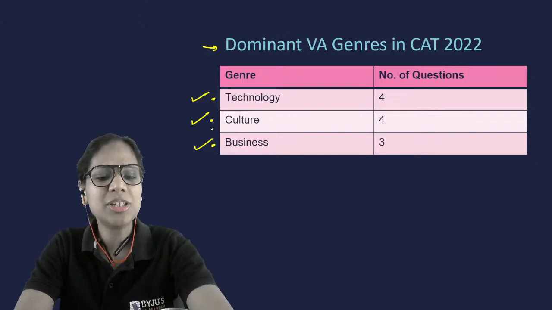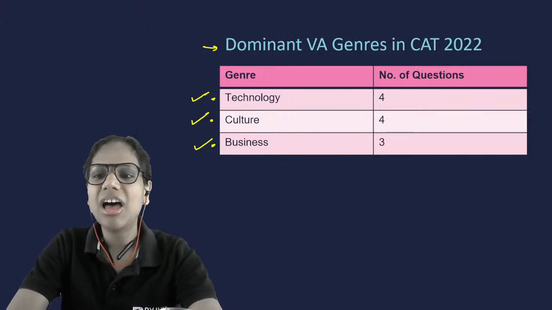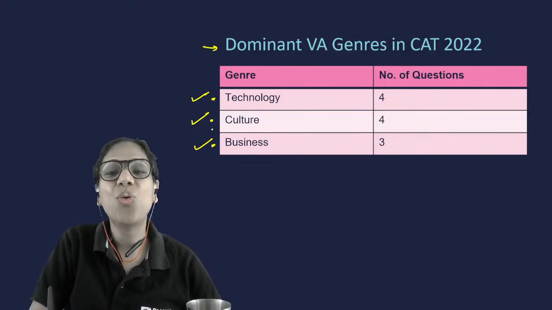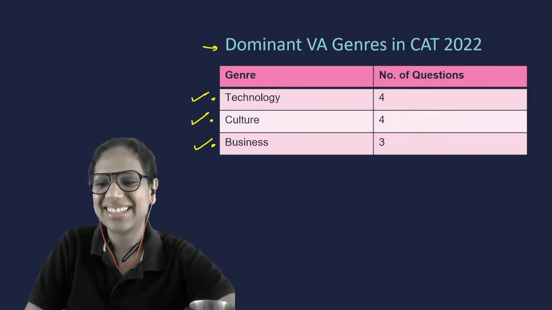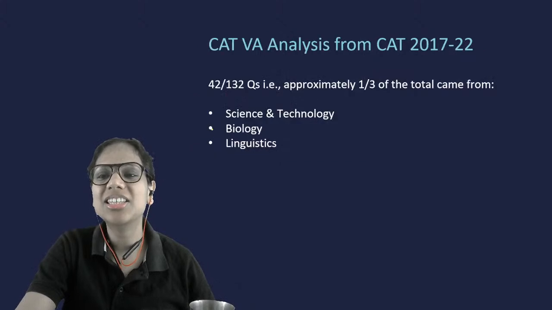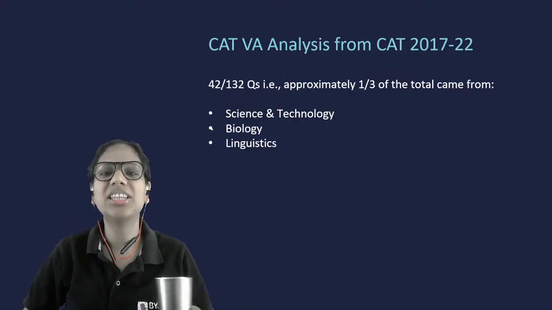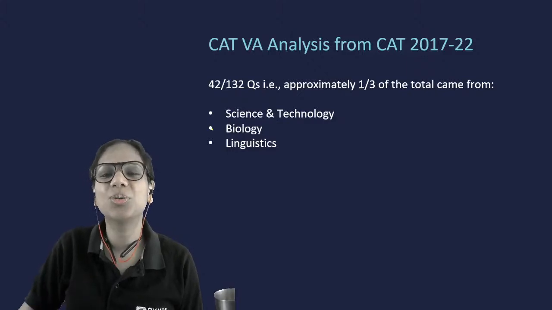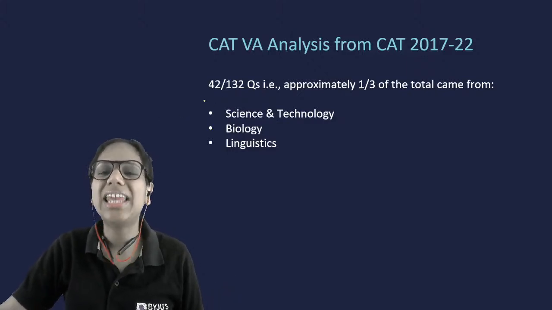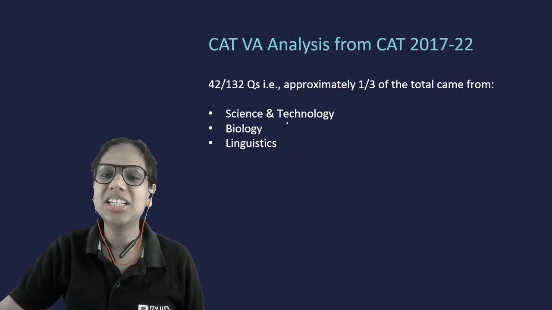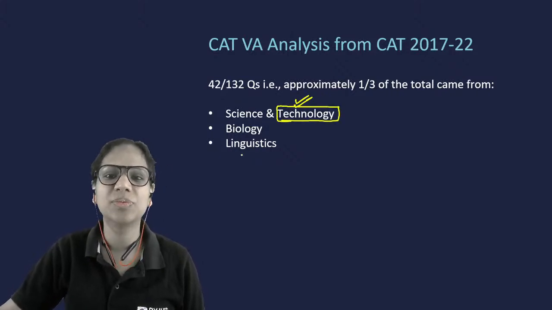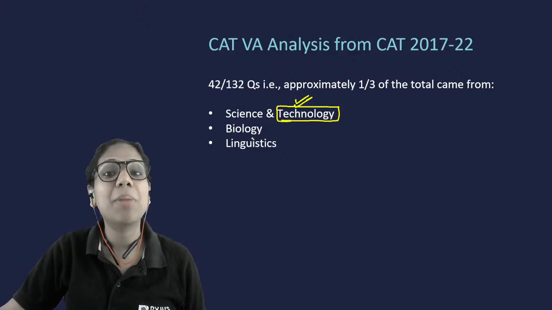Okay. Now you must be thinking that, see, this is just the last year, right? This is just CAT 2022. What about the other years? What about, let's say, the last 6 years? So look at this piece of information here, and this will tell you which genres you should definitely focus on. See, technology comes here as well. So a must do. Science and tech, biology.